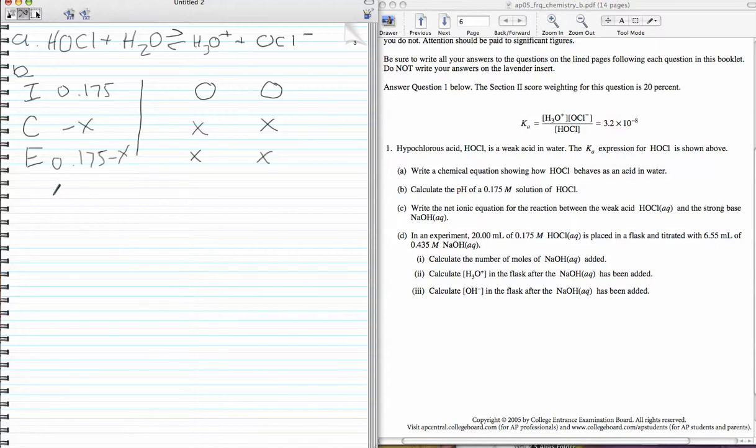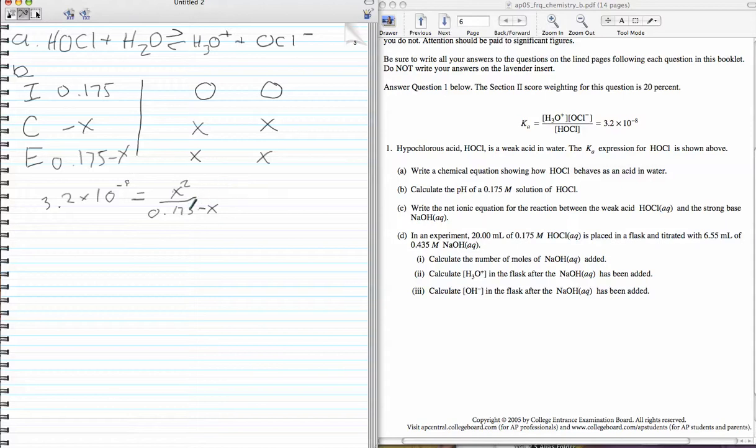And plugging it into our Ka equation, we have the 3.2 times 10 to the negative 8. For the values over here, we have H3O plus and OCl minus. Those are both x, so we can call that x squared on the top. And in the bottom, we're going to have 0.175 minus x.